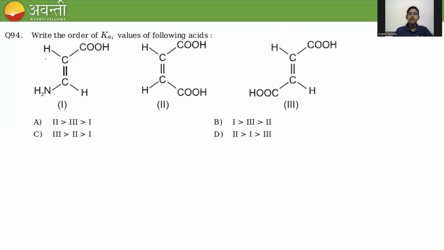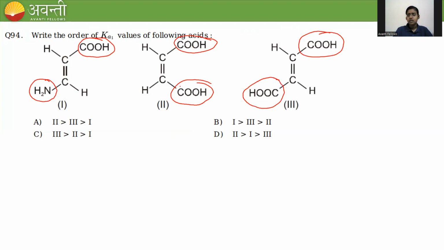Then coming to question number 94, which asks to write the order of Ka1 values of the following acids. So in the given three acids, if you see in the first molecule, we have one COOH and one NH2. NH2 is electron donating and COOH is electron withdrawing. And in the second compound, we have two COOH in the cis form. Okay. And in the third compound, two COOH are in the trans position. If two are in the cis position, the withdrawal of electron will be more. Okay. So the acidity will be more, so the Ka value is also more.